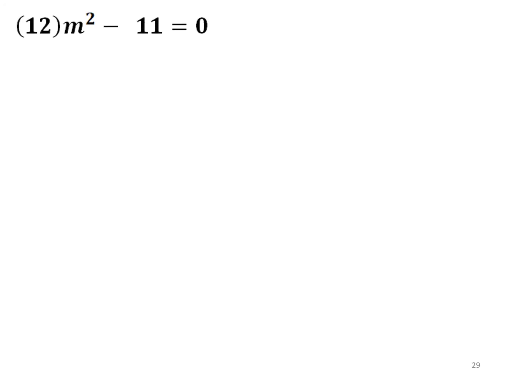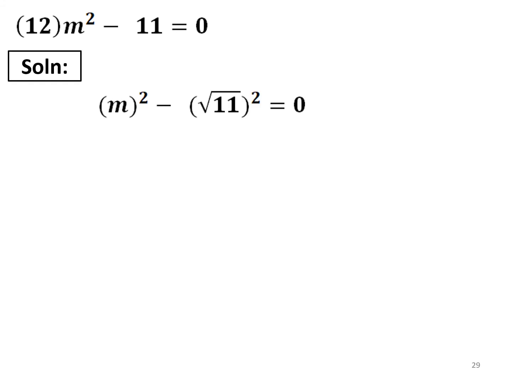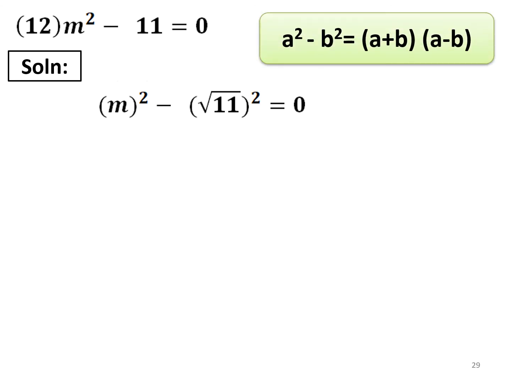Next question, m square minus 11 is equal to 0. m square minus root 11 the whole square is equal to 0. 11 is written, so instead of 11 I can write it as root 11 the whole square. Now this is nothing but in the form of a square minus b square. A square minus b square is nothing but a plus b, a minus b. 7th standard formula we have studied.